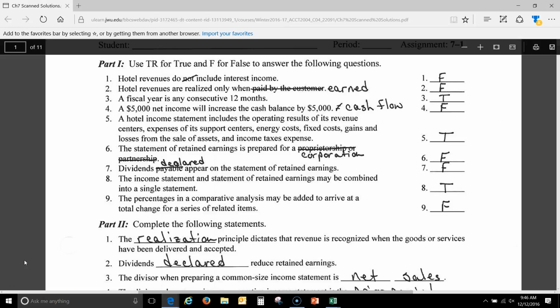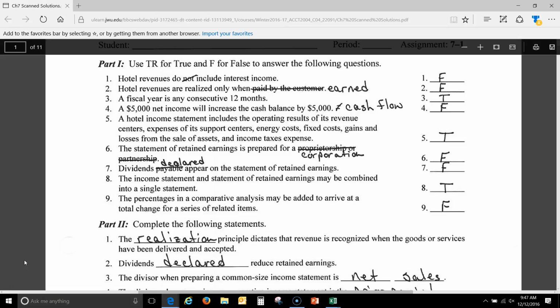Number six. Statement of retained earnings is prepared for a proprietorship or partnership. It is false. Why is it false? What kind of statement do we prepare for a proprietorship or a partnership? It's called a statement of equity, okay? So to make number six true, you would have to scratch out proprietorship or partnership, and you would need to substitute corporation, okay? So a corporation has retained earnings, proprietorship and partnership have equity, okay?